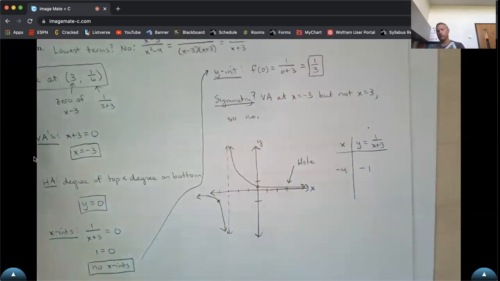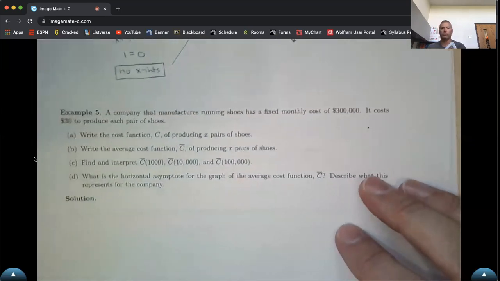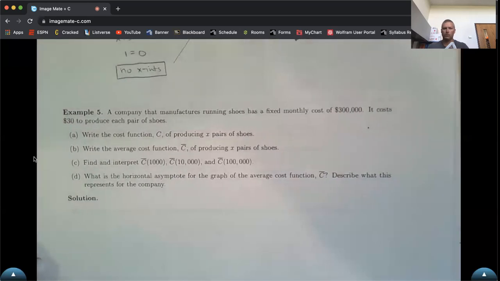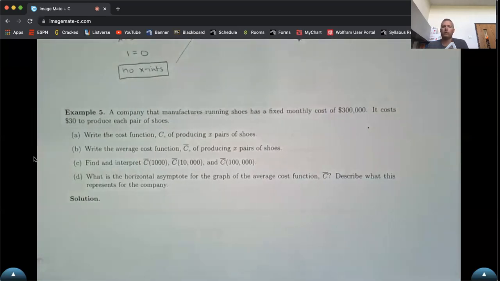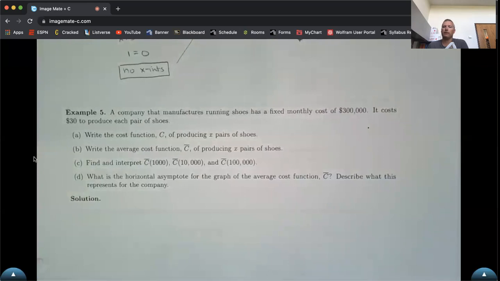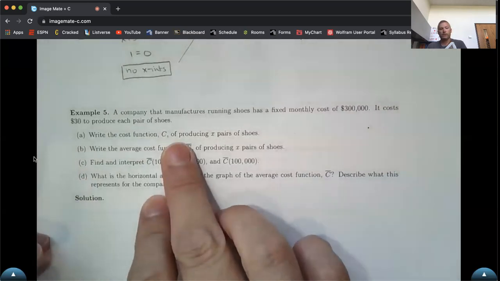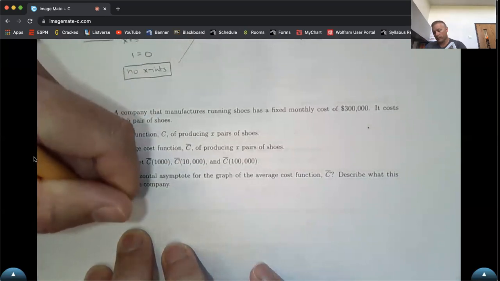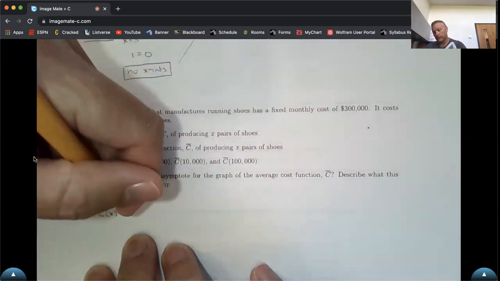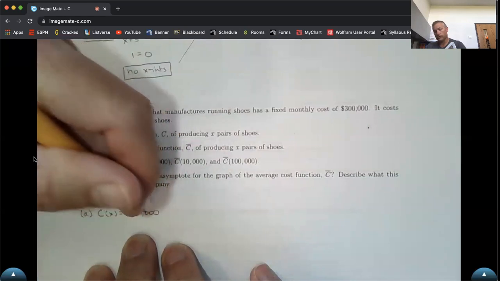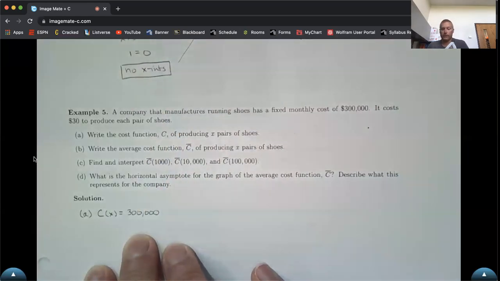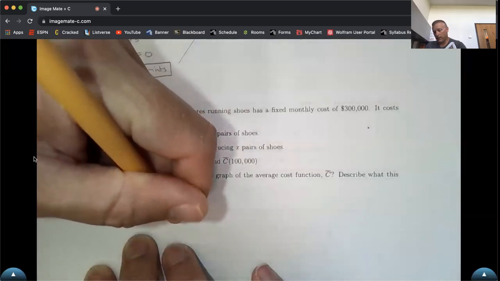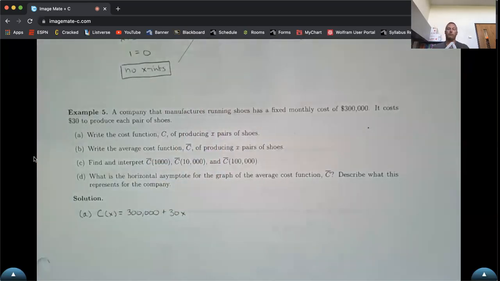This section has numerous applications, and we look at one of those to finish things up. So a company that manufactures running shoes has a fixed monthly cost of $300,000. It costs $30 to produce each pair of shoes. In A, we write the cost function C of producing x pairs of shoes. So writing the cost function isn't too bad. You have this fixed monthly cost of $300,000, no matter how many pairs of shoes you make. And it's $30 for each pair. So that's $30 times however many pairs of shoes you make.